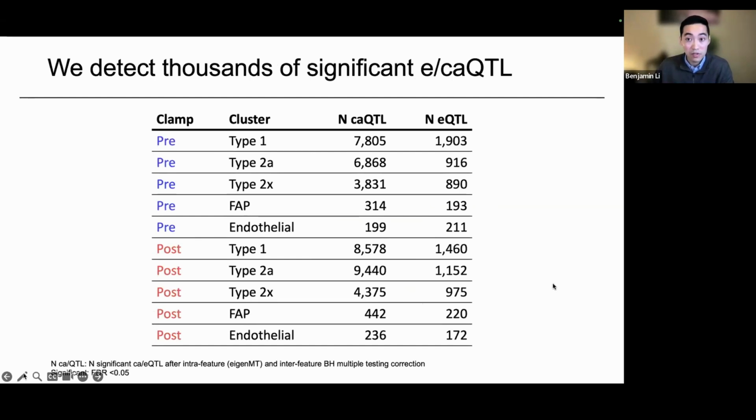And when we scan for eQTL and caQTL across the genome, we detect thousands of significant eQTL and caQTL that pass our FDR threshold. One note that I'll draw attention to here is that if you compare each cluster, like type 1 fibers, across conditions, pre versus post, the number of eQTL and caQTL is roughly on the same order of magnitude in the pre and post context, meaning that there's really this plethora of information that we can derive from both the basal and stimulatory contexts. And that's something that I'll explore further in the next few slides.